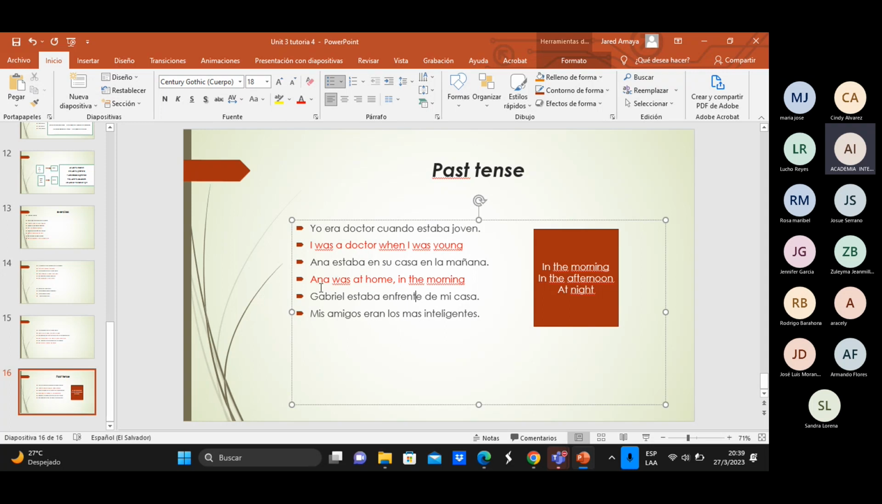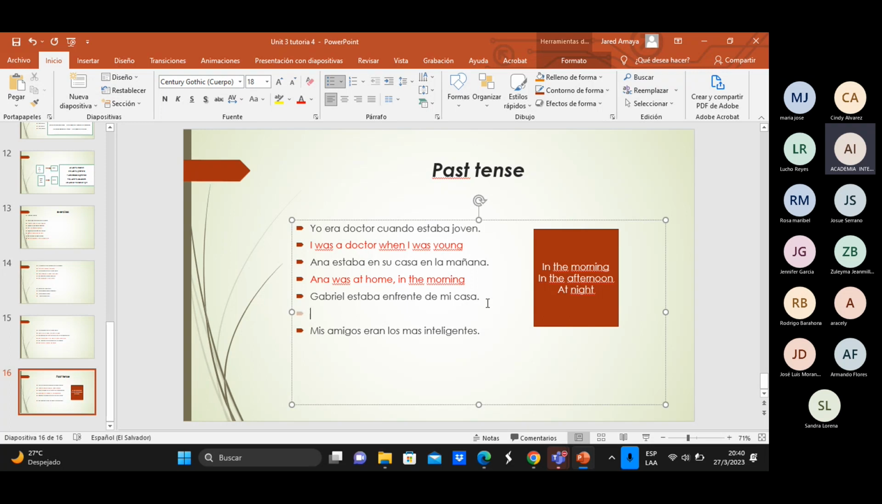Como en esta oración, Anna was at home in the morning. O, lo contrario, Anna was in her house in the morning. That makes sense? ¿Tiene sentido un poco eso? Puede ser un poco confuso, sí, pero esa es la forma en la que lo podemos usar. No podemos usar Anna was in her home. No, eso no. Así no.